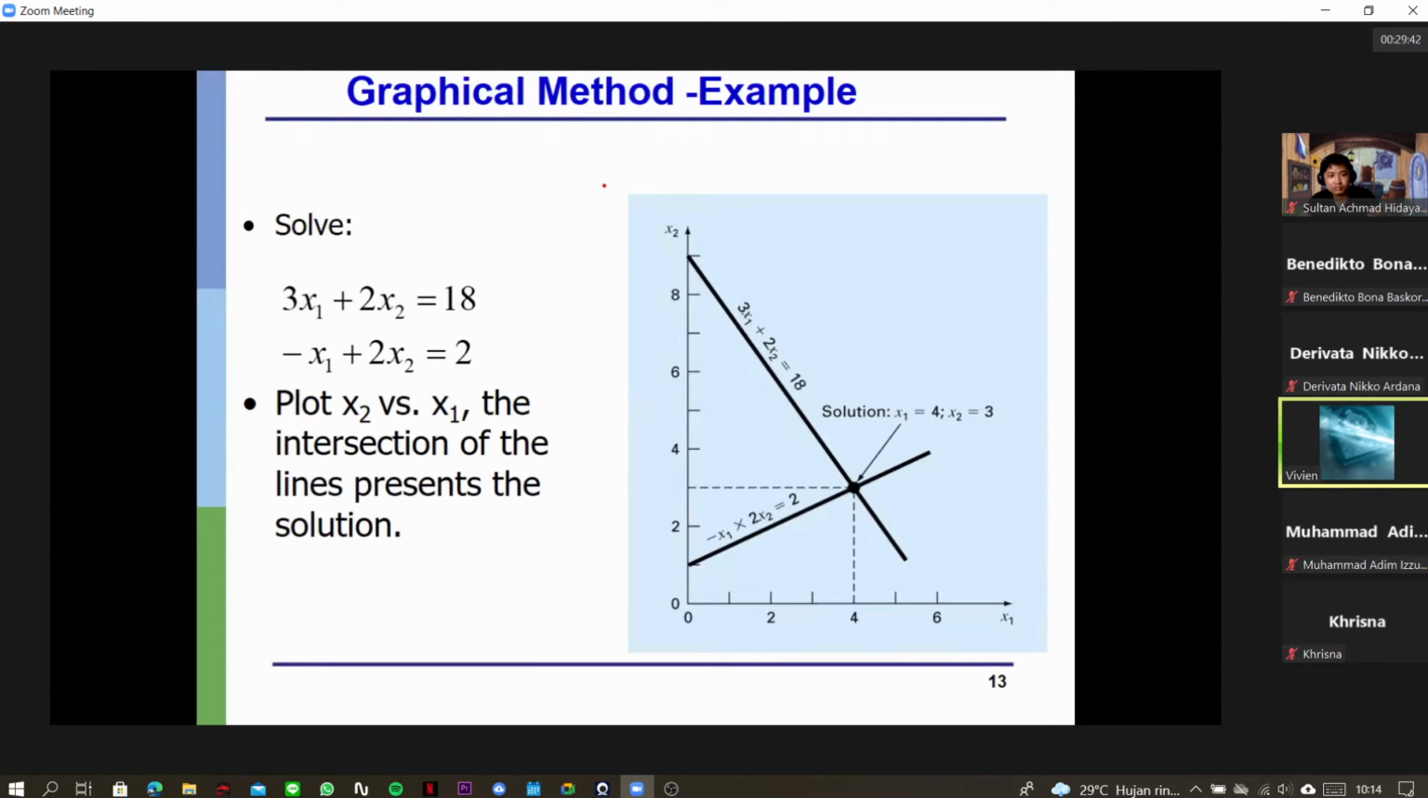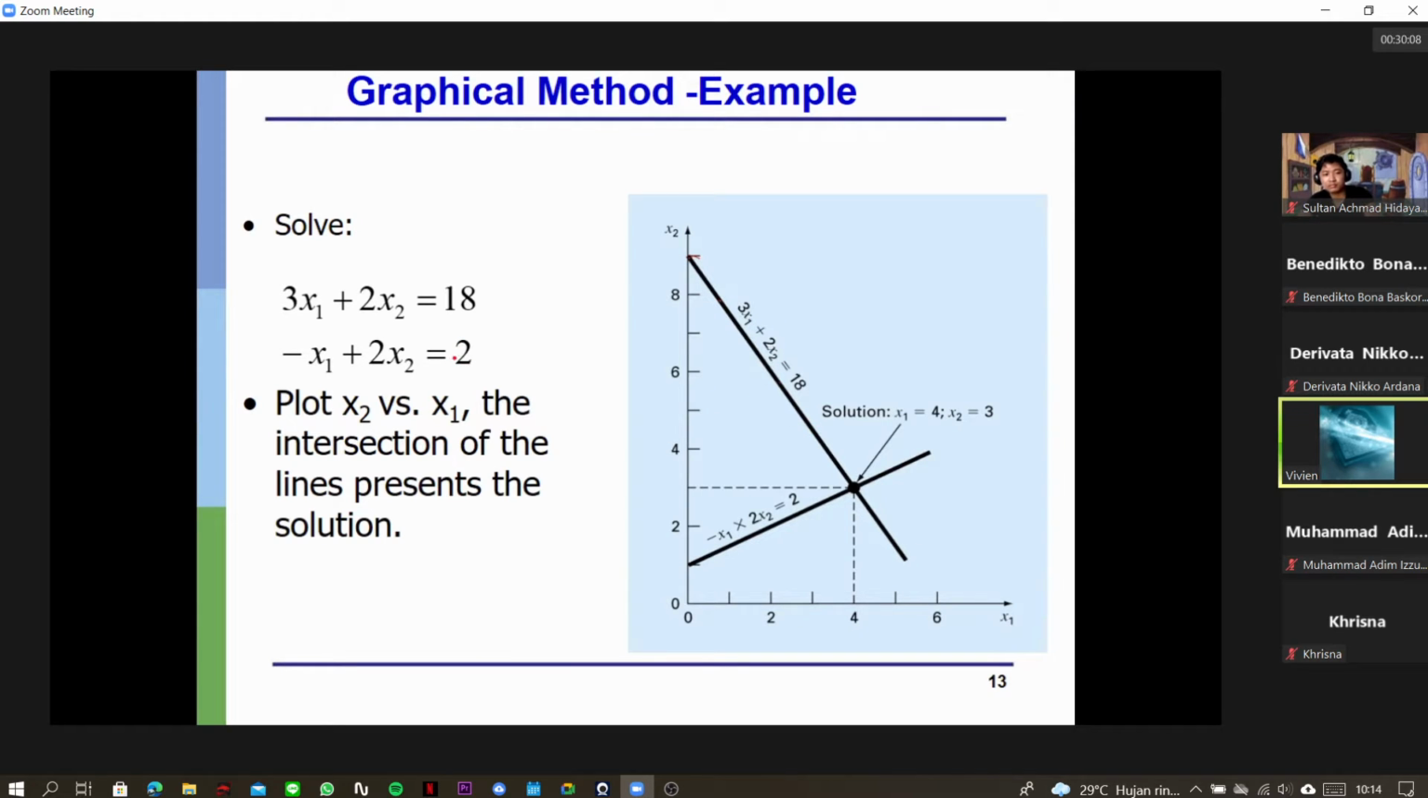Say we have two equations. The first equation is 3x1 plus 2x2 equals 18. So we can draw x2 as a function of x1. How to draw it? To plot it, we can just insert values of x1. For example, we insert the value of 0, so that x2 is 9, and so on. We plot the points here so that we can draw the linear line.